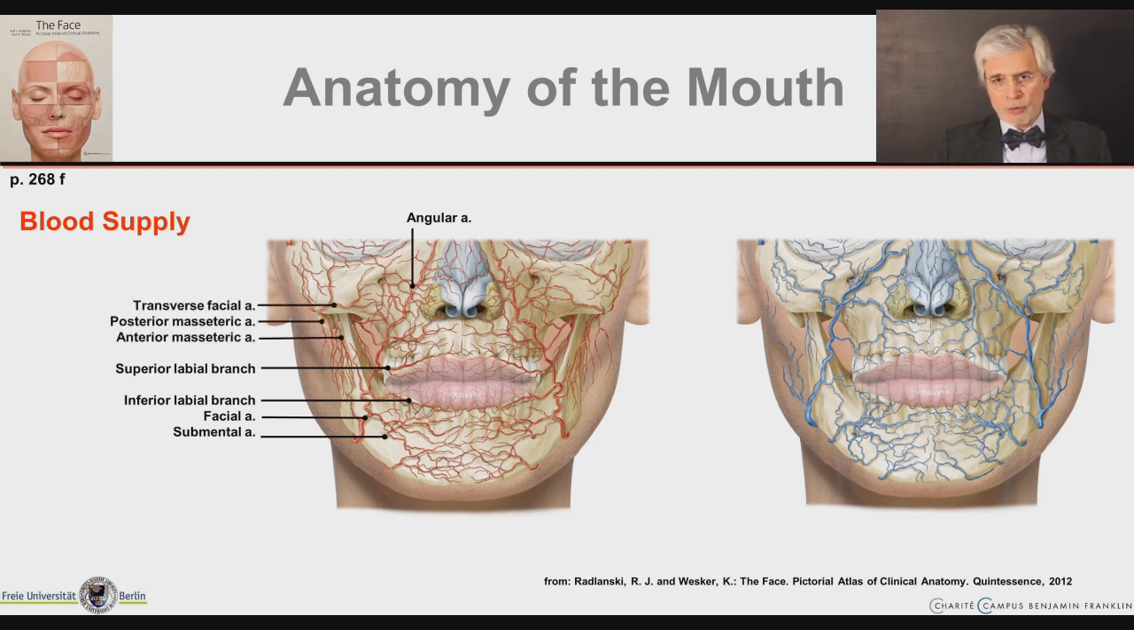And posteriorly, there is also the transverse facial artery, which comes from the superficial temporal artery. Then there are the posterior and the anterior masseteric arteries in the region. But they come, before they split, from the masseteric artery, which crosses over the mandibular notch. That is the curve between the condylar process and the coronoid process. And ultimately, it comes from the maxillary artery.